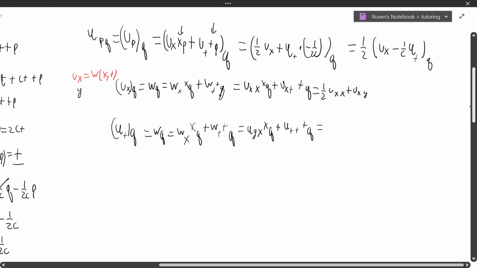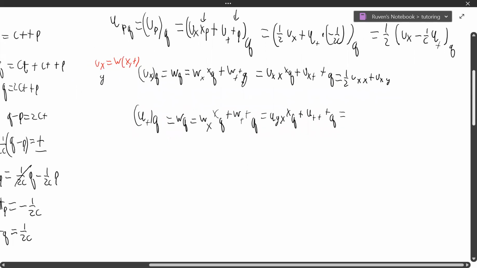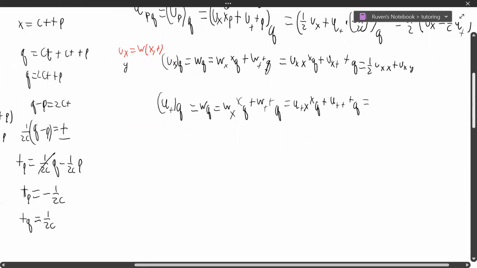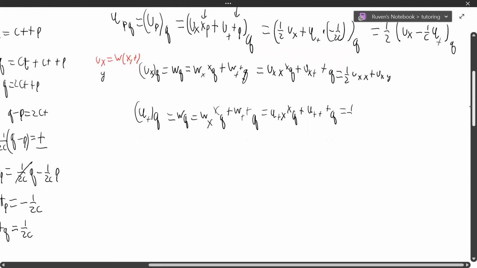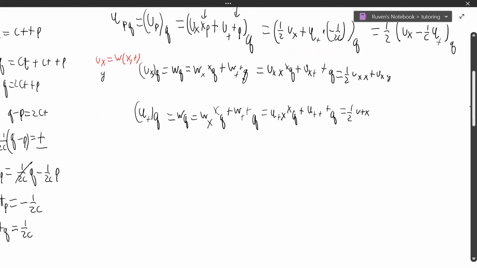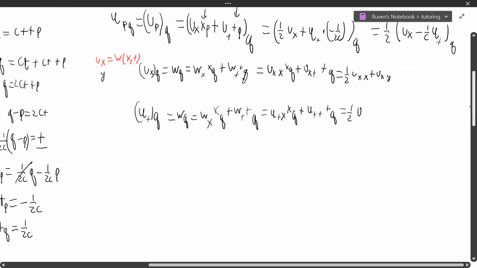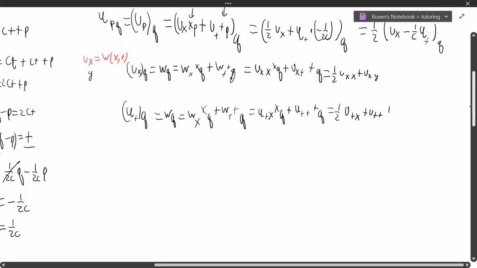Okay, and then over here, what we're going to get is utx, and then it's uxt. Perfect. So now utx xq. So xq again is just 1/2. So it's 1/2 utx. I really need to learn how to write superscripts and subscripts. So utx plus utt, and then it's 1/2c.